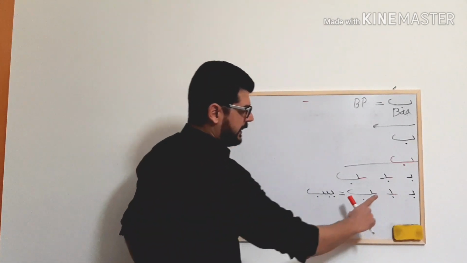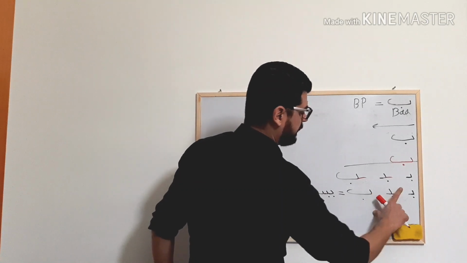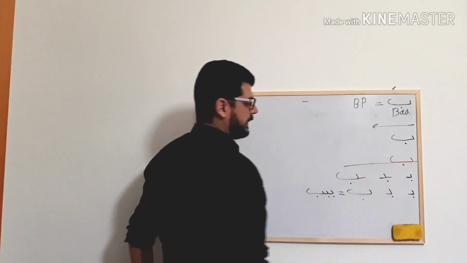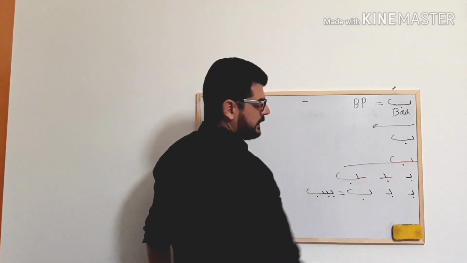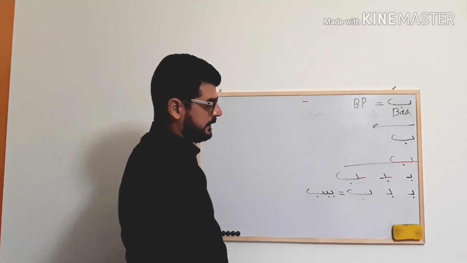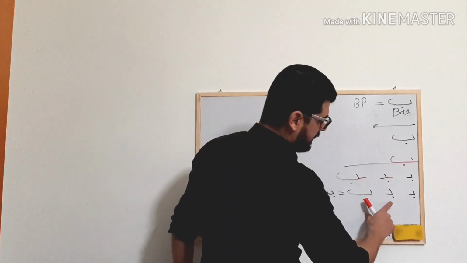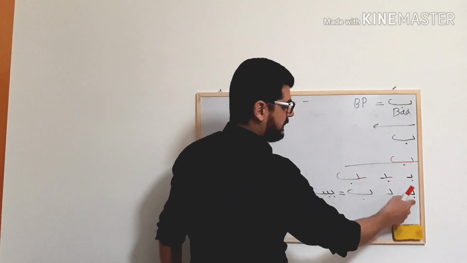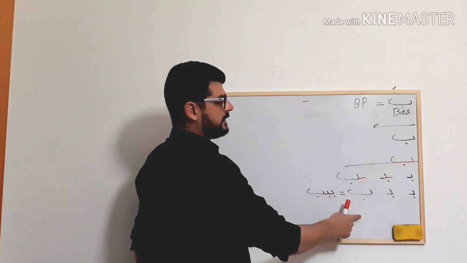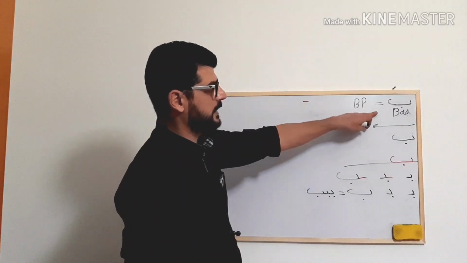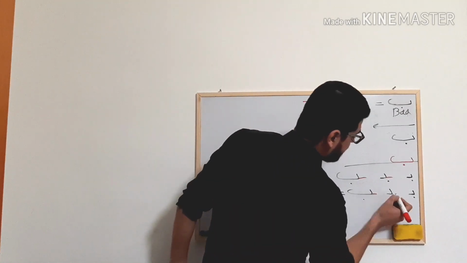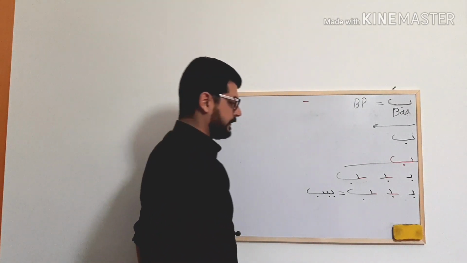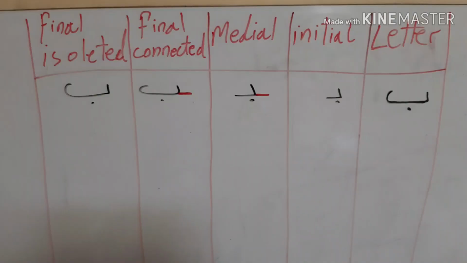So as you see, if I erase the headline, we'll find the beginning shape like this, and the medial shape exactly the same, and the final shape exactly the same of the B in the alphabet. So this is what makes the difference, the headline. So now we can make a table like this.